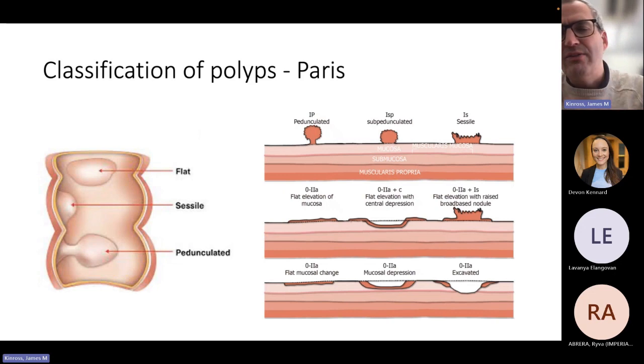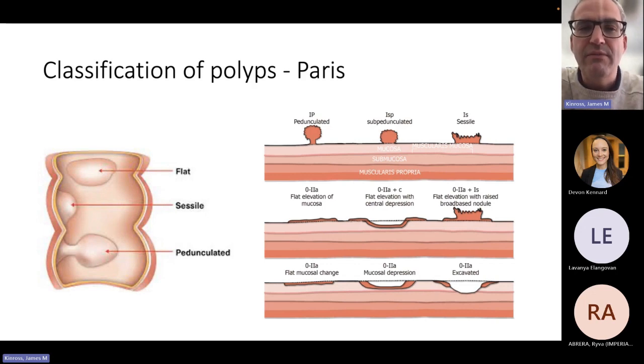I don't think you need to know this in your reporting of your polyps, but I think it is important that you use the right terminology when you describe them. If you go into any endoscopy suite, they'll have a Paris classification system up on the wall, and the Paris classification typically describes the shape and morphology of the polyp.